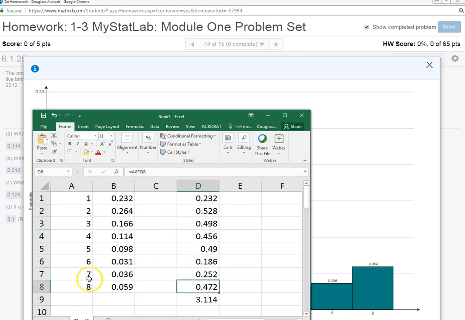After you've done all those, multiplied each value by its probability, you just add them together, and that gives you your expected value or the mean of your probability distribution. So in this case, we would expect the value to be 3.11. Rounded to 1 decimal spot, it'd be 3.1.